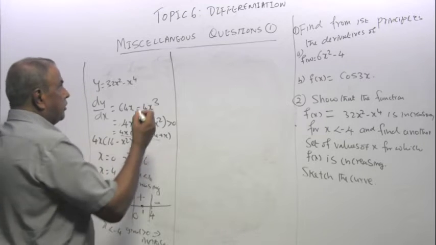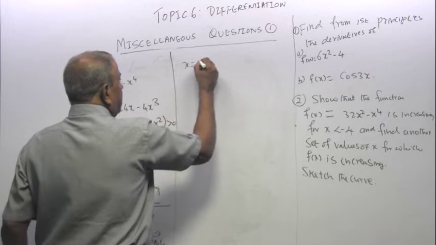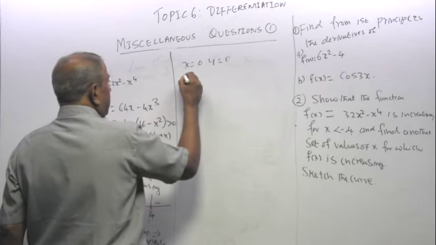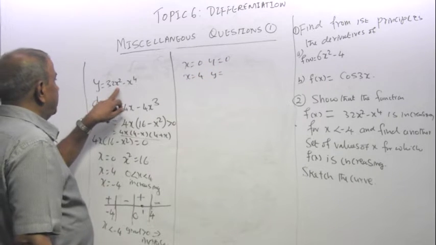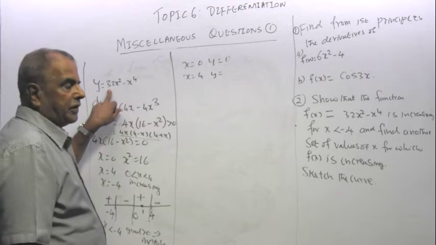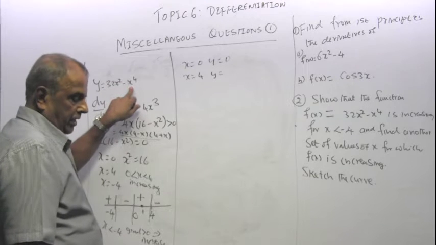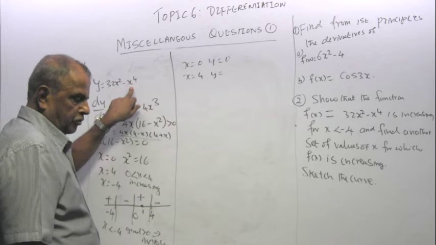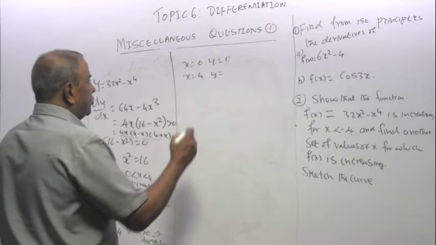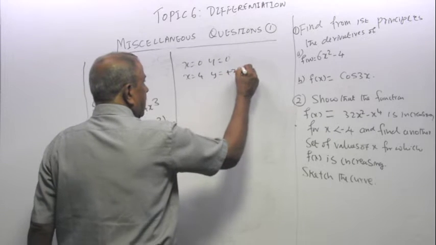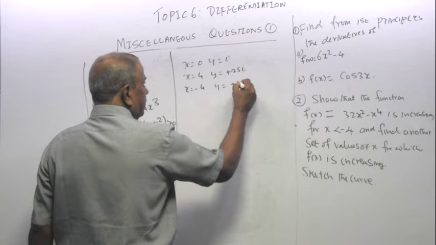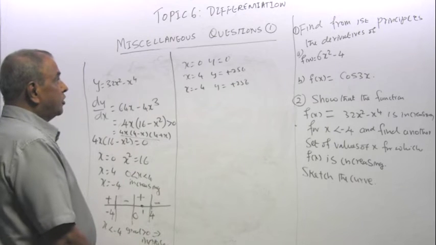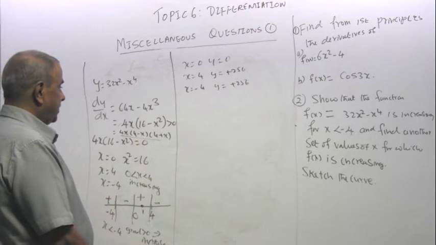So we know now, and at the same time do you realize the critical points are where your stationary points are. When x is 0, y is 0. When x is 4, what is y? 4 squared is 16, 16 times 32 is 512, 4 power 4 is 256. So it is plus 256. And then when x is minus 4, y is still plus 256, right? So those are the stationary points.